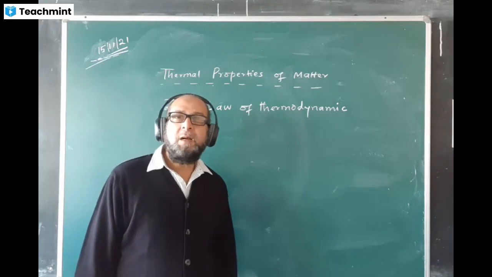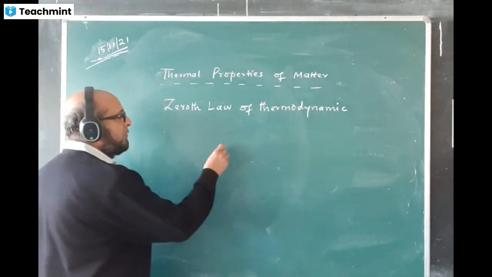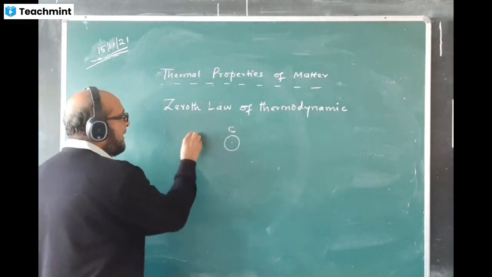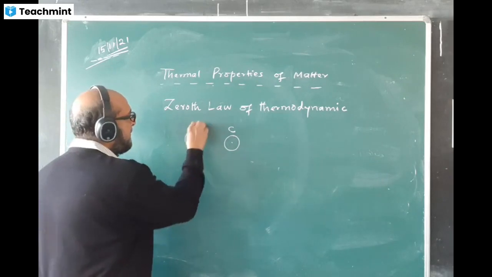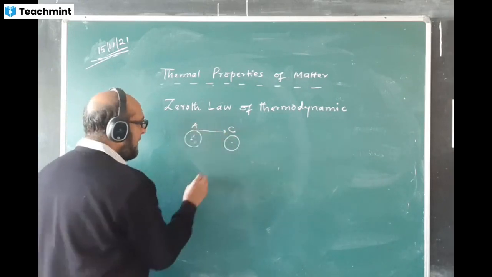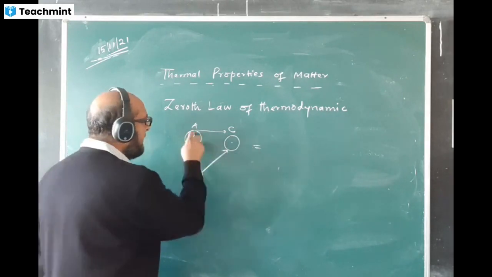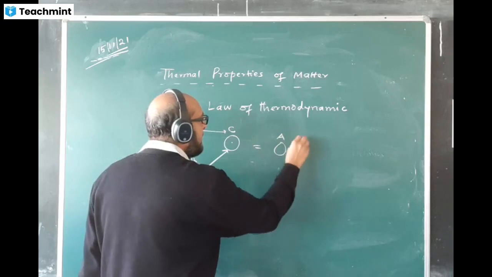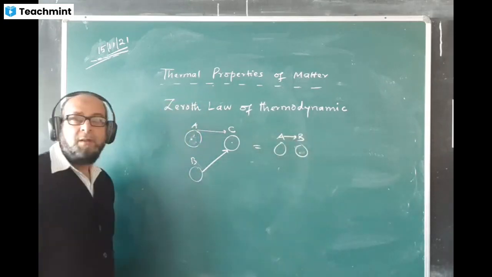Then the bodies A and B are in thermal equilibrium with one another. I'll just explain to you. Suppose we have a body C. A is in thermal equilibrium with C, and B also is in thermal equilibrium with C. Then A and B will be in thermal equilibrium with one another.